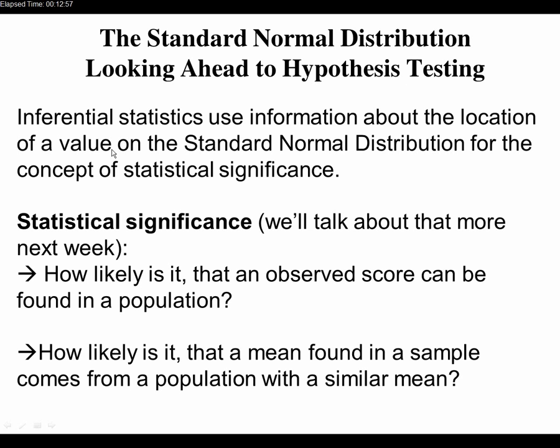Okay, right now we're doing descriptive statistics, but we're going to move into something called inferential statistics. We're going to infer things from our numbers. All right, and inferential statistics use information about the location of a value on the standard normal distribution, that we got from our z-scores, for the concept of statistical significance. And we want our statistics to be significant because we want to make sure that we don't have a lot of error. Okay? Statistical significance, we'll talk about that more next week, is how likely it is that an observed score can be found in a population.